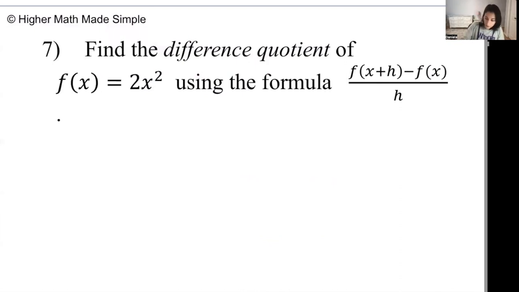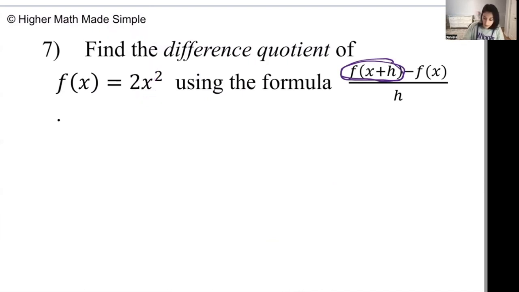So the main ones, if you look at the formula, is you have to separately find f of x plus h. What does that mean? You're going to substitute x plus h into the function, right? So in that spot, and then you're going to simplify it. So let's do that step first.